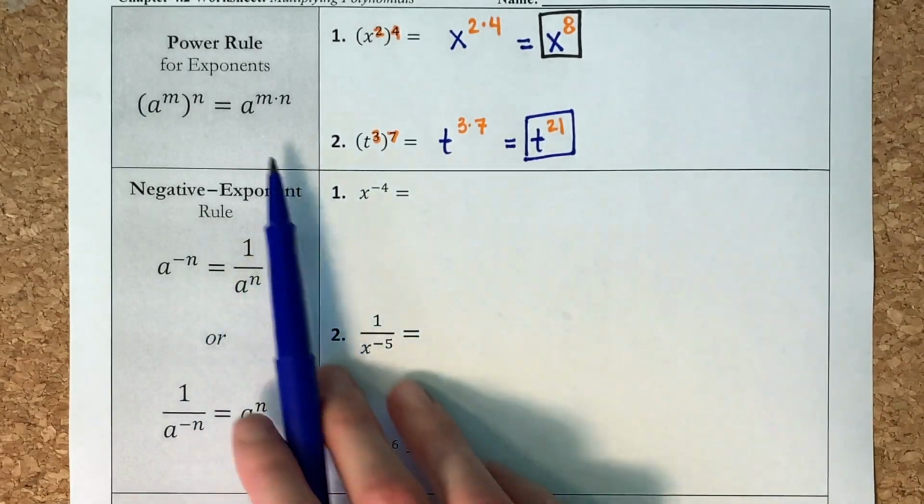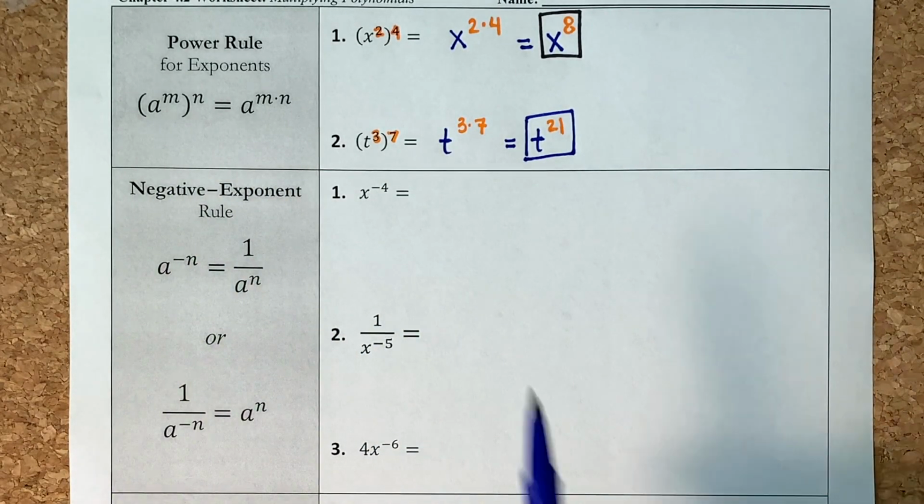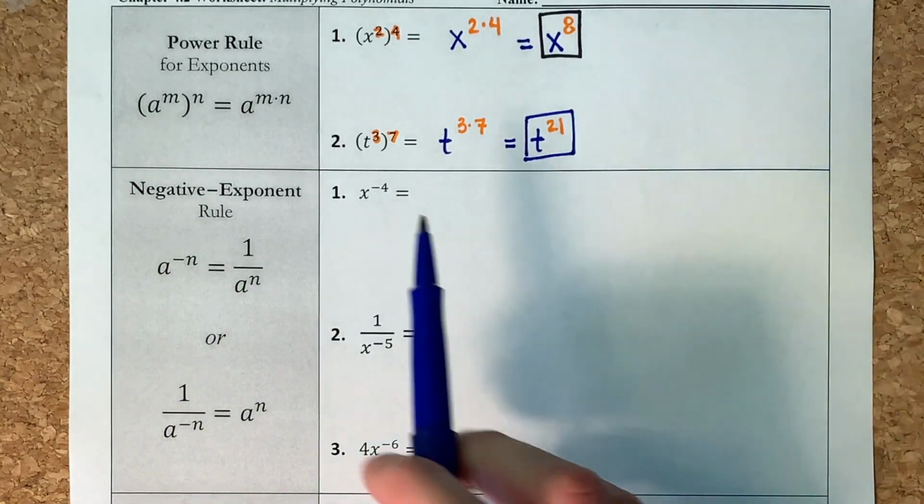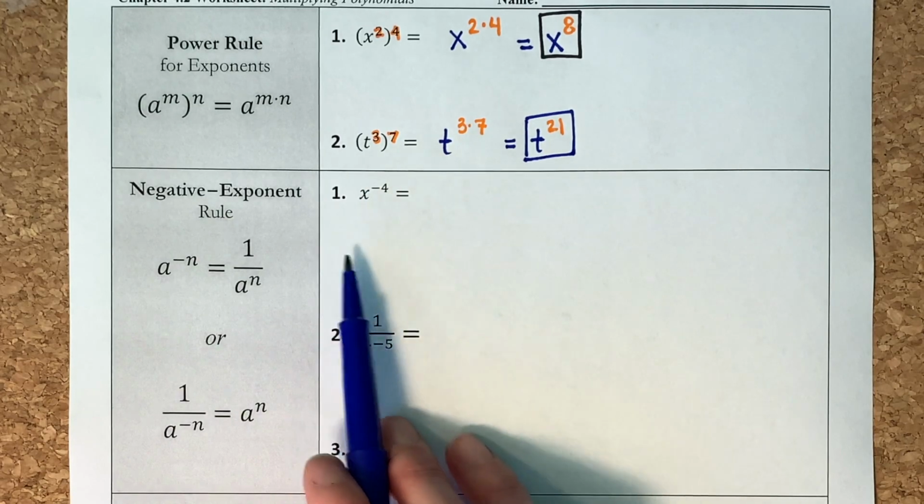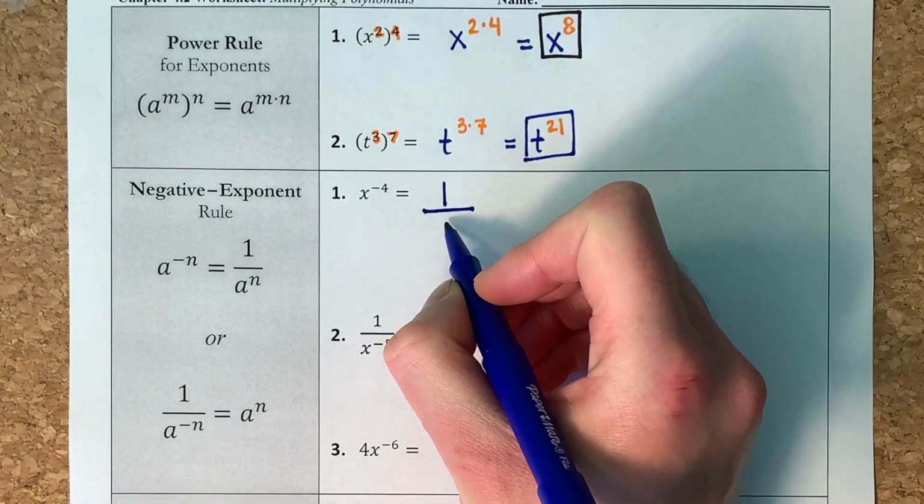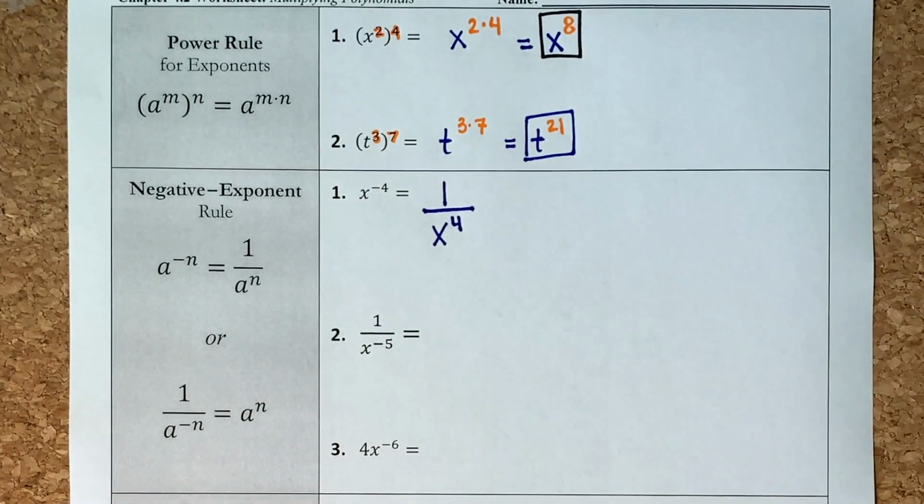So now let's discuss this negative exponent rule. So here we see a negative exponent. We don't like to have negative exponents. So to rewrite this, we just pick this up and move it to the denominator. And when we do that, our exponent becomes positive. So that will leave us with 1 over x to the positive 4th.